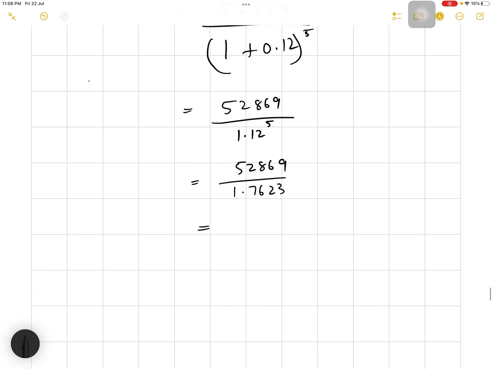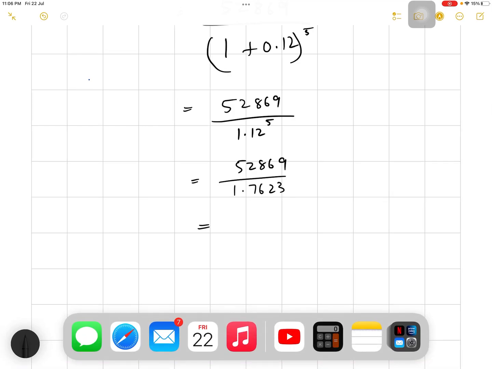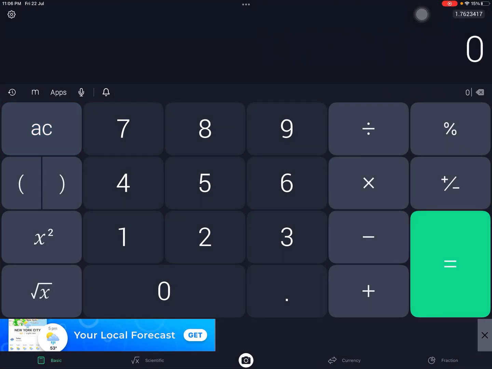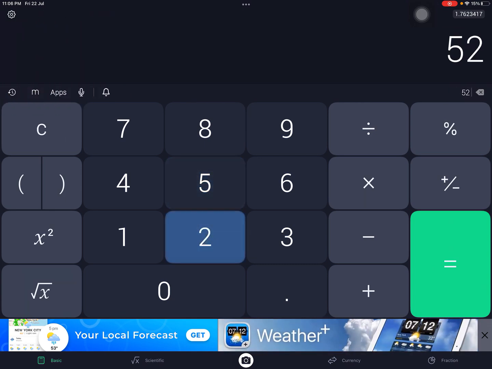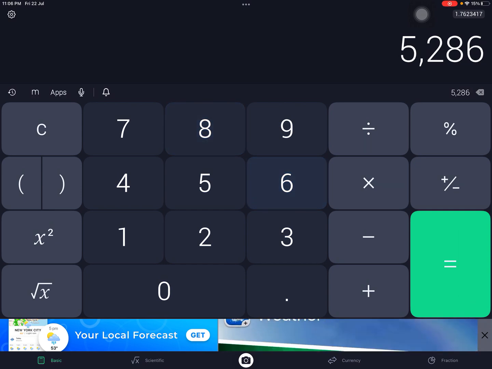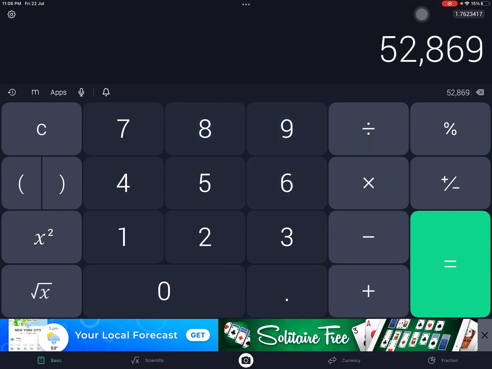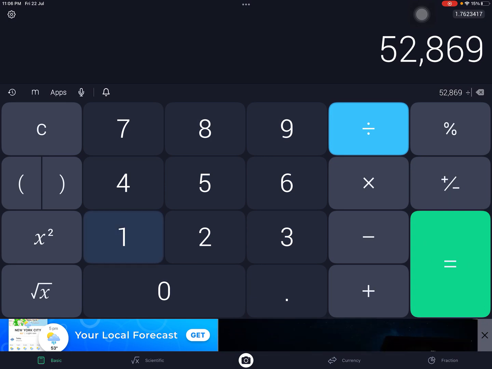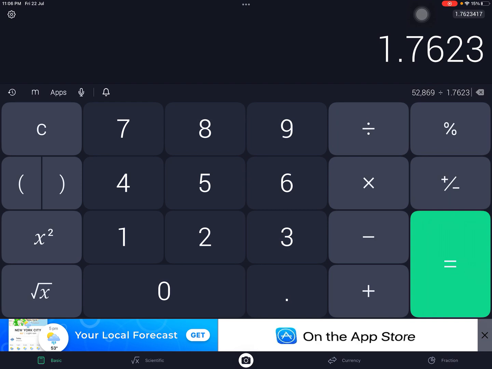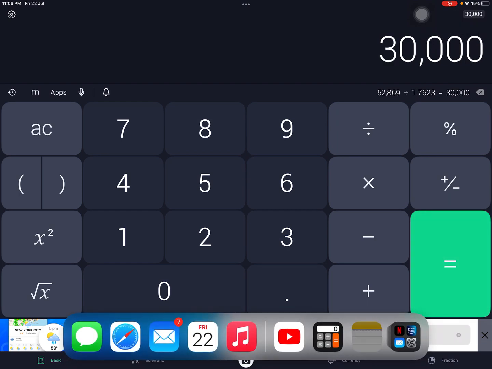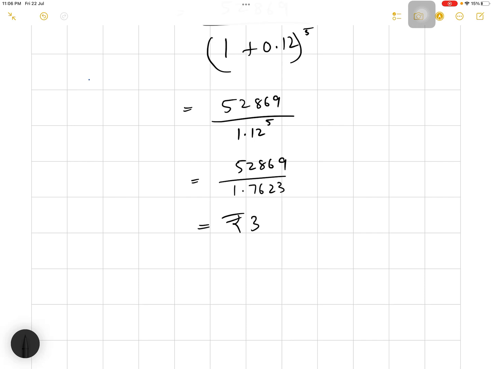So 52,869 divided by 1.7623, which is 30,000 rupees. Okay.